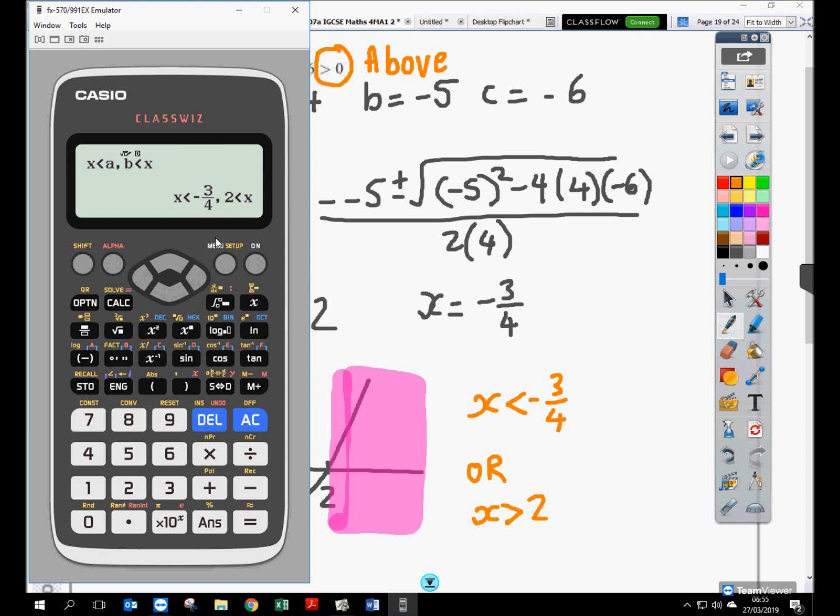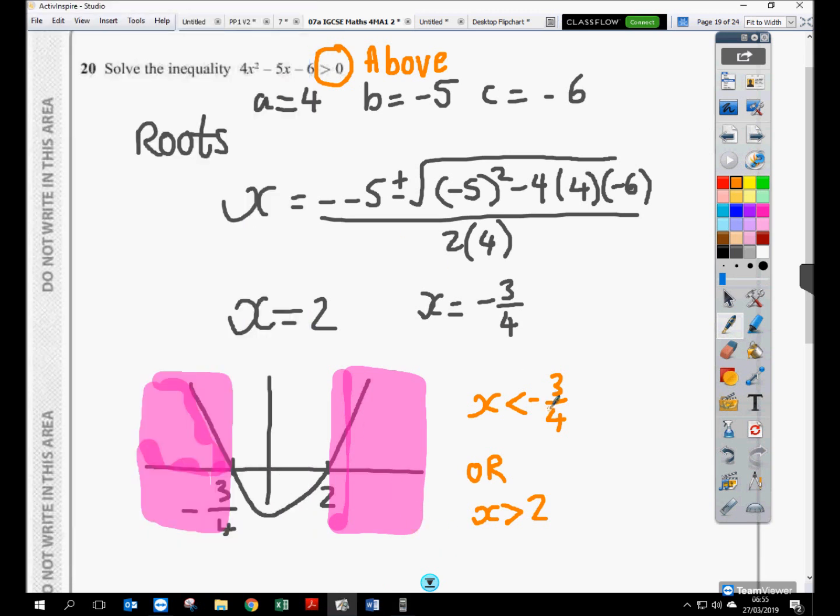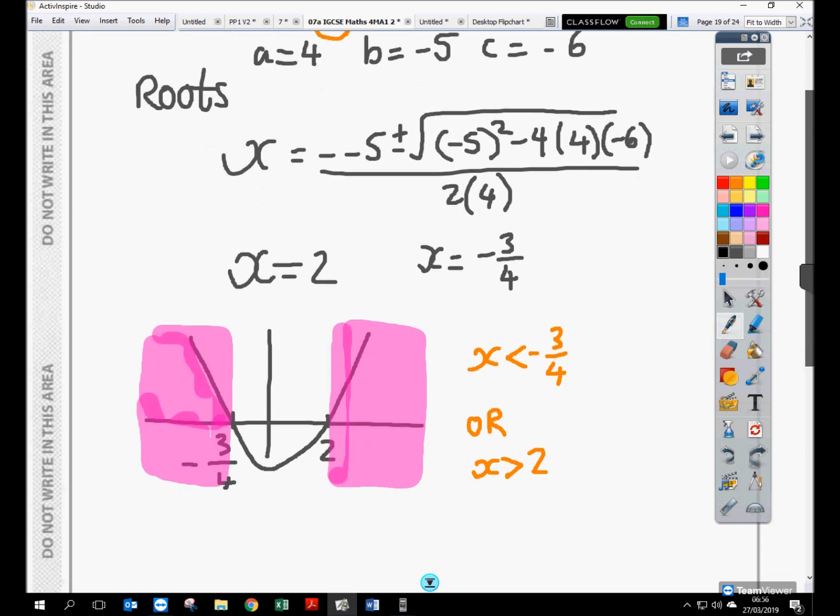And the ClassWiz calculator also displays answers. X is less than negative 3/4, and 2 is less than x, which is the same as saying x is greater than 2. So we've now confirmed our answers. We've shown all the working, so we're going to receive full marks. You just remember, this question is not designed to be answered just directly from the calculator. If you do that, there's no working demonstrated, so you won't receive any marks. You have to show some working.